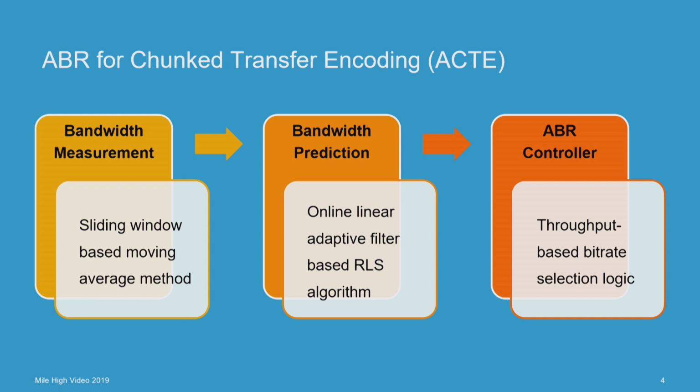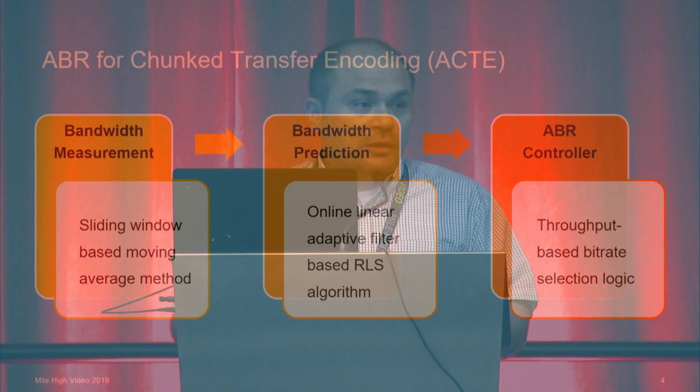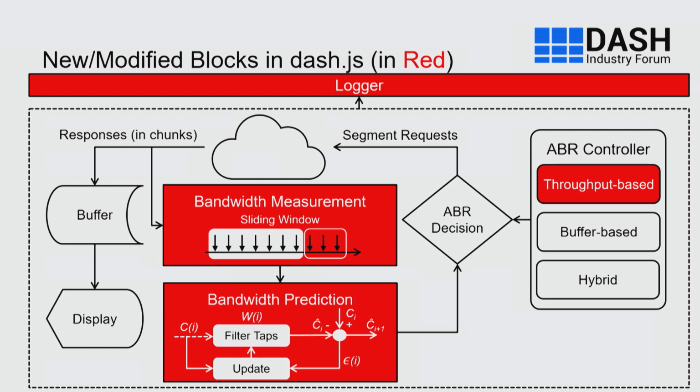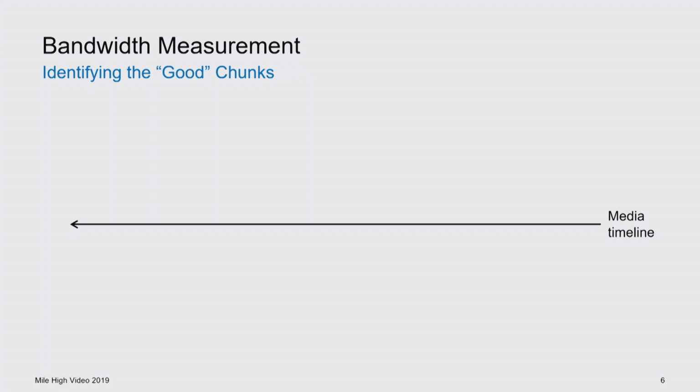But the unique feature of our method is identifying which chunks go into the bandwidth measurement and which chunks are ignored. We implemented this in dash.js, the open source player. The code is available, and we modified all these red blocks, the bandwidth measurement module and the bandwidth prediction module. Measurement is doing a measurement for past events, and prediction is doing a prediction into the future. So how do we identify the good chunks, the ones that are actually network limited instead of source limited? That's the question here.